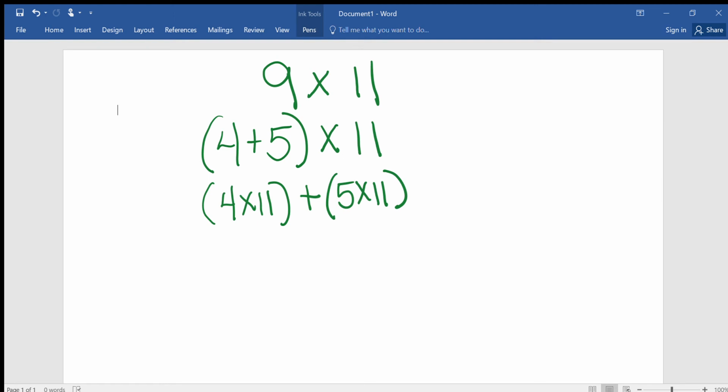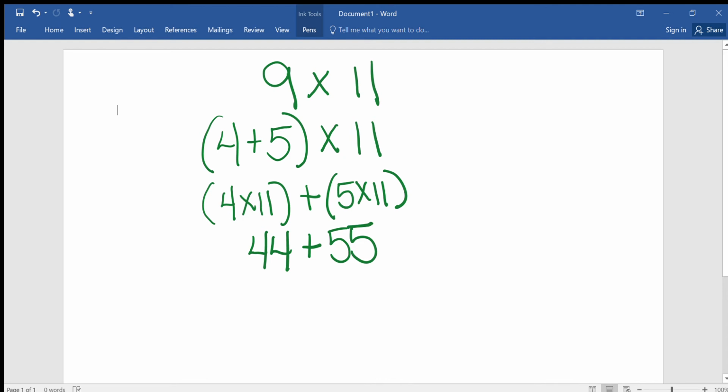Okay, so now our job is to solve each individual problem and then put it back together. So 4 times 11, I told you that any number times 11, you're going to double the digit. So 4 times 11 is 44. Plus 5 times 11 is 55.